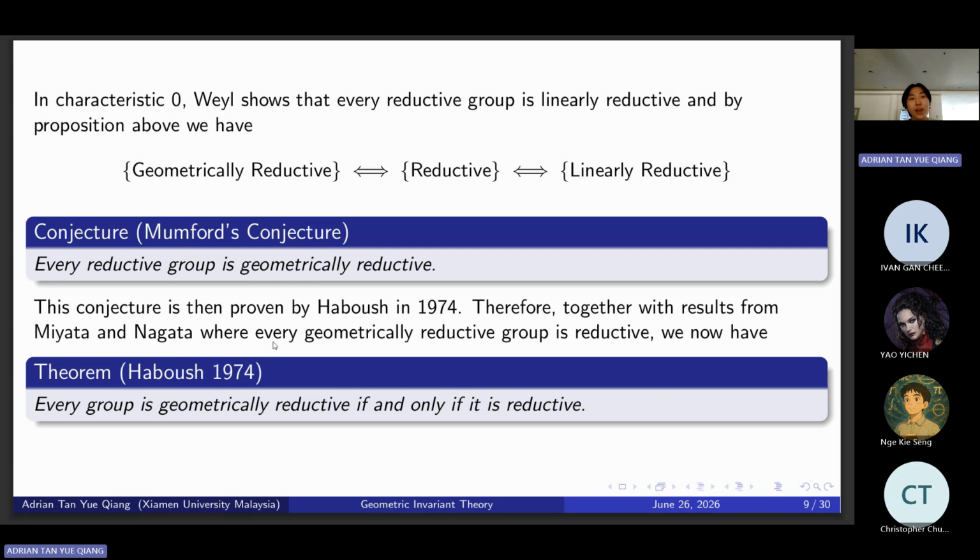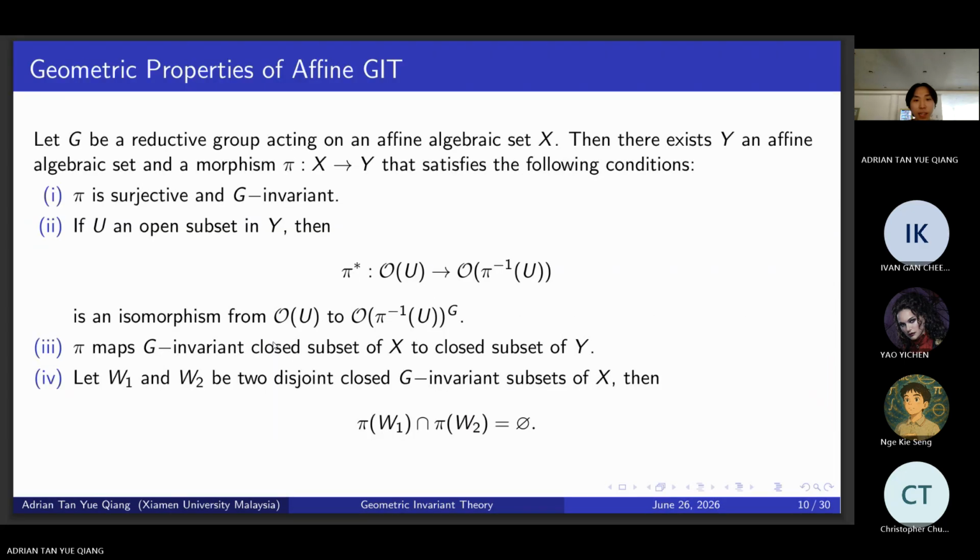So now that we have everything, geometrically reductive is linearly reductive. Everything is perfect. Okay. So we should now try to construct our affine GIT. So first, we let G be a reductive group. From the above argument, we restrict ourselves to reductive groups, because when we restrict to reductive groups, we can use Nagata's theorem and everything is finitely generated.